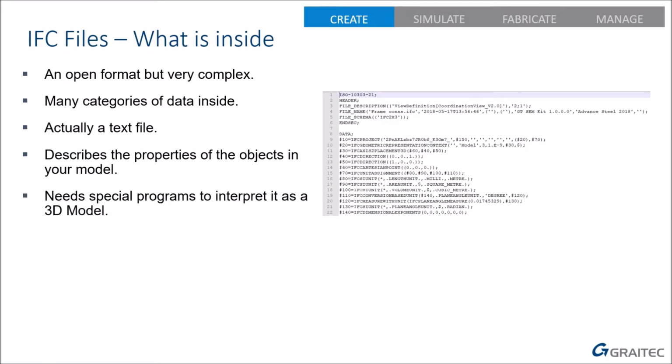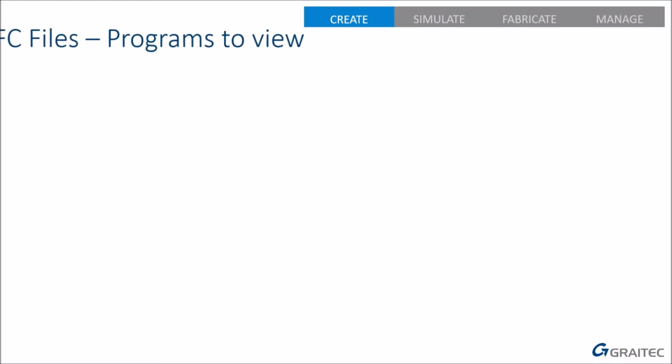But to read it and make sense of it needs a special bit of software. So you can't read it. I mean, Notepad can read it, but it can't make any sense of it. It's just text. To make it into a 3D model again, you need to understand what you're reading. So what could you use? What is this special software you could use?